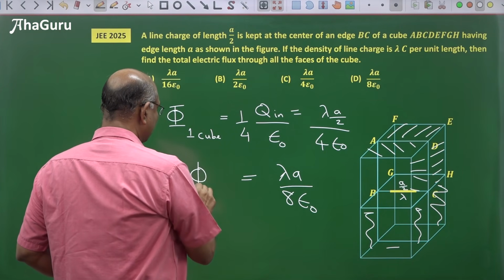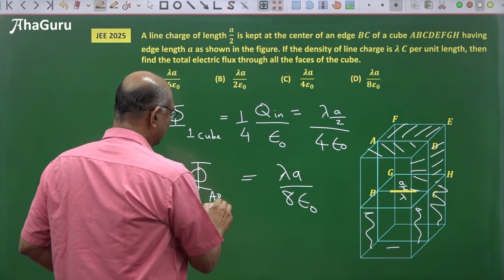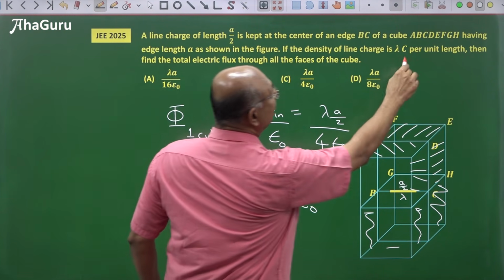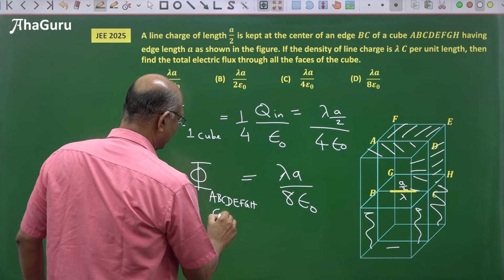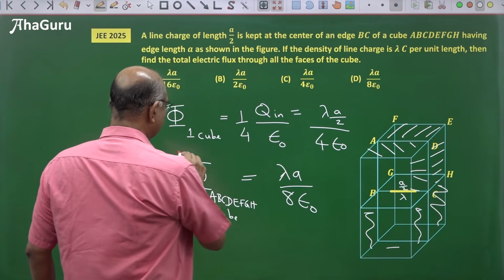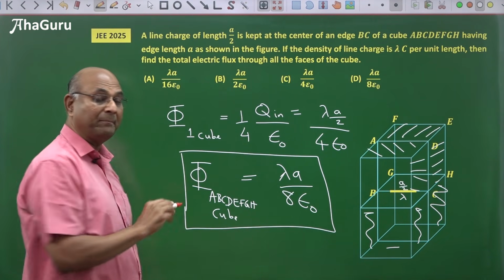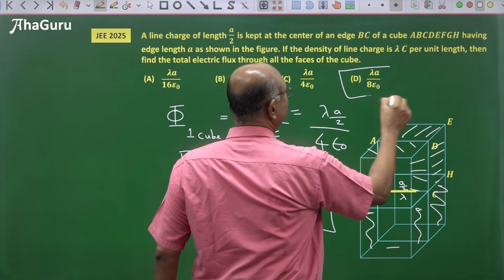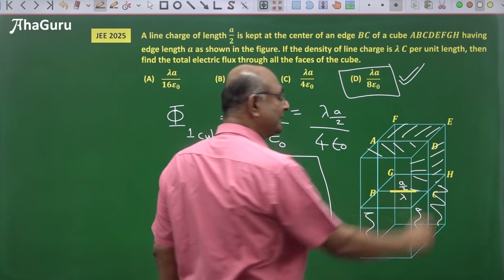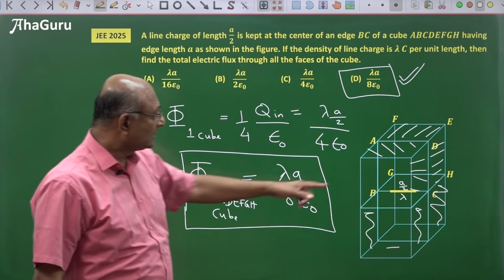So the flux through this cube, A, B, C, D, E, F, G, H, that is the cube, right? The answer is lambda a by 8 epsilon naught. Lambda a by 8 epsilon naught is option D. So do you understand this?